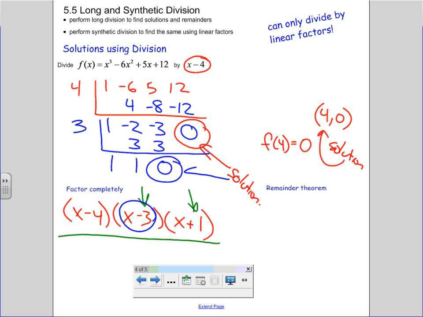So we have another solution. So what's left over? This is simply x plus 1. And notice it's the last factor. So the solutions are going to be 4, 3, and negative 1. Okay? So this is a very quick way to break down a polynomial, looking at it in factors and using synthetic division to break it down linear term by linear term.